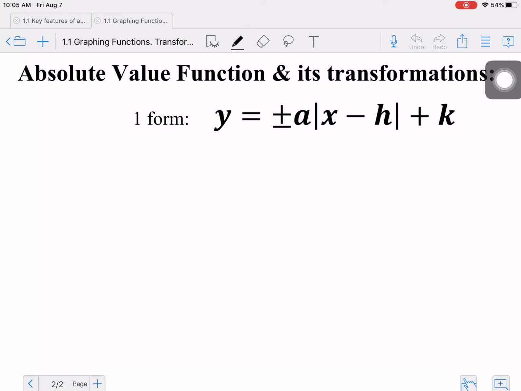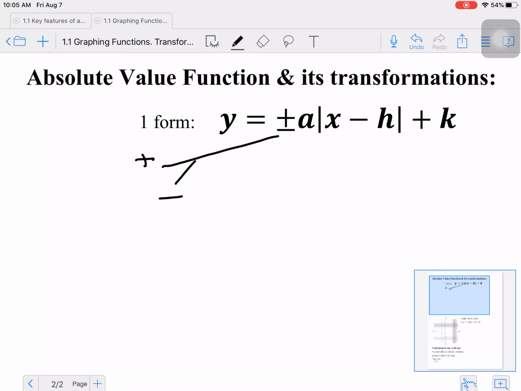So today we're gonna go over absolute value functions and its transformations. So what do I mean with that? What I mean is each one of those letters and symbols has an effect on the graph, and we call those transformations. So for instance, your plus or minus does something. So when it's plus, it's gonna affect it in a different way than when it's a minus.